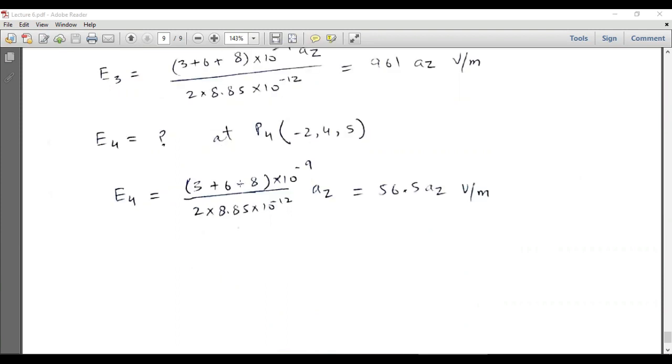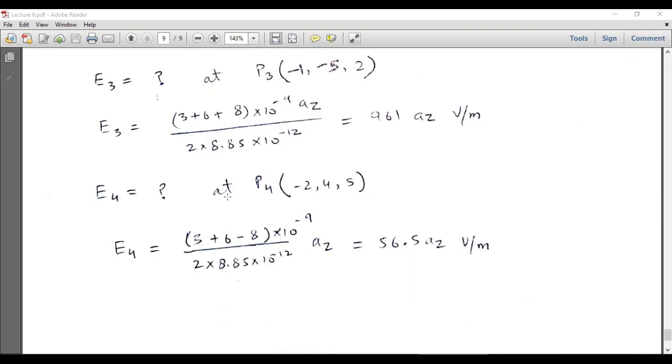So only this understanding has to be developed for solving such problems on charge distribution, surface charge distribution. So I hope you have understood the concepts which are discussed in this tutorial.